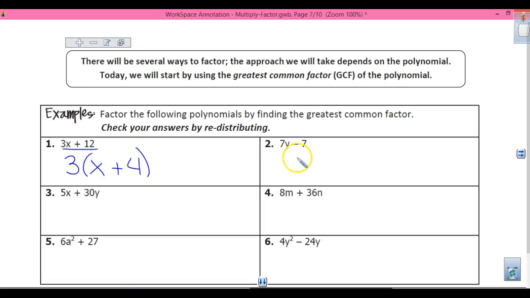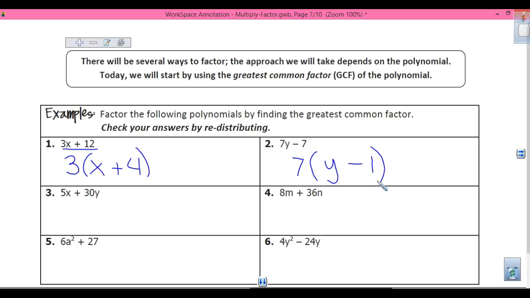Looking at number 2, we're going to take out both of them, 7. So 7y divided by 7, what do I get? I'm going to have y. Minus, 7 divided by 7. I thought for sure I'd hear a 0. You're right, it's a 1, because 7 divided by 7 is 1. Very good.